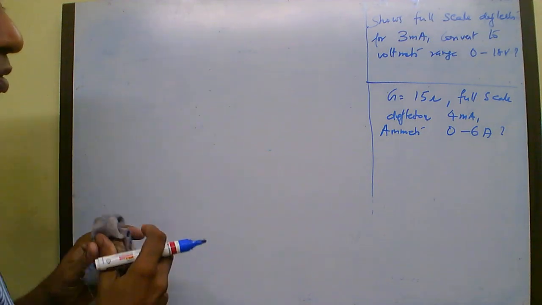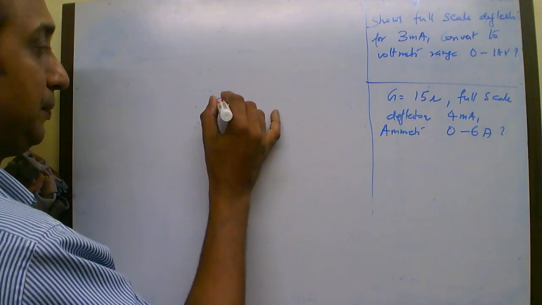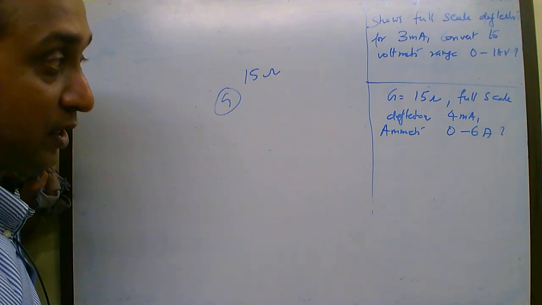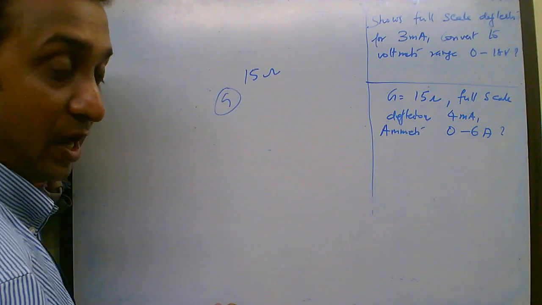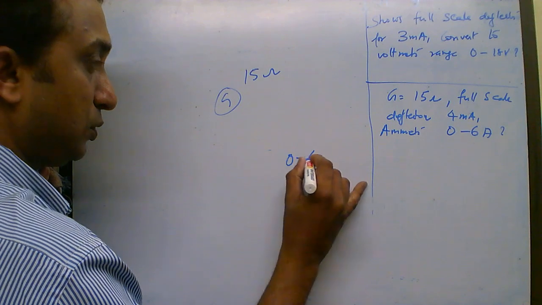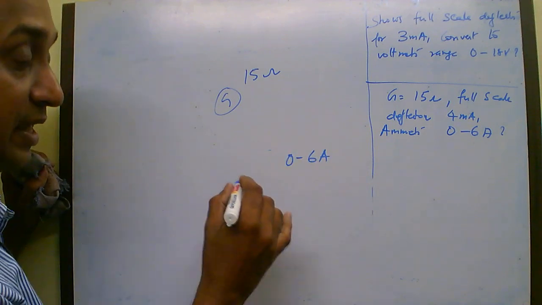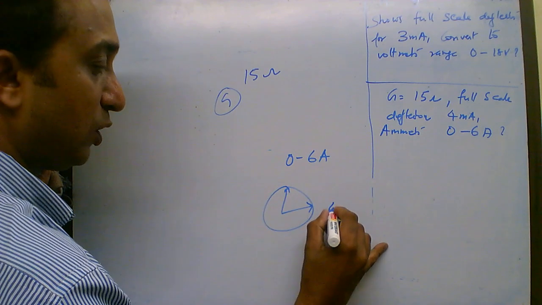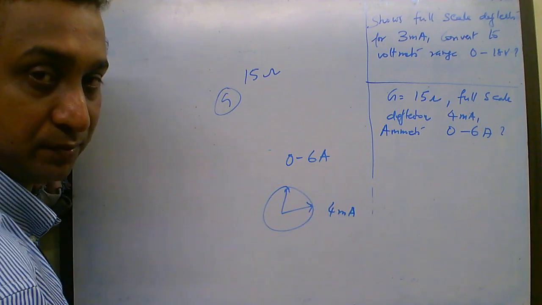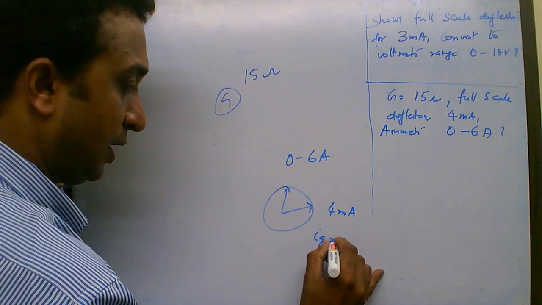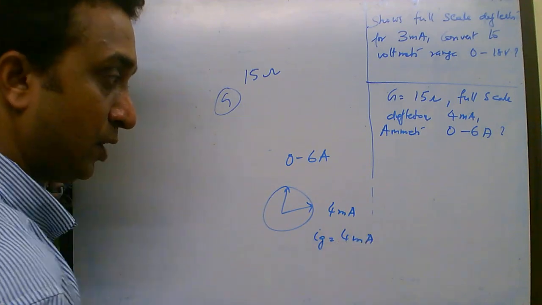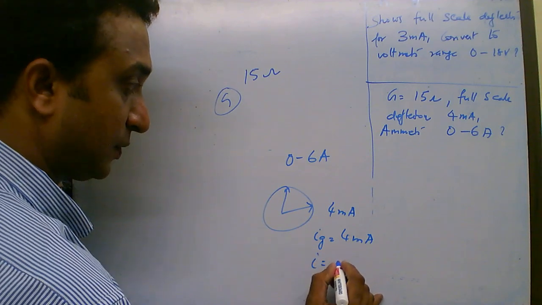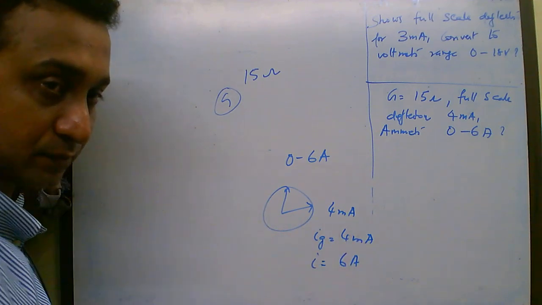when you want to convert a galvanometer whose resistance is 15 ohms to an ammeter to measure from 0 to 6 amperes, and the galvanometer's needle reaches the extreme end when a current of 4 milliampere passes through it. So what is Ig? Ig is 4 milliampere. How much current do I want to measure? That is I, that is 6 ampere.